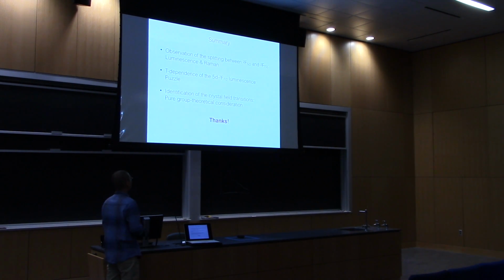So in summary, we observed the splitting between the multiplets in both the luminescence process and the Raman process. The temperature dependence of the 5D band bottom to 7-half multiplet luminescence is currently a puzzle to us. And we also identified the crystal field transitions within this system by pure group theoretical considerations. We get the relative intensity, and with the help of the intensity, we can identify all these peaks. Thank you.